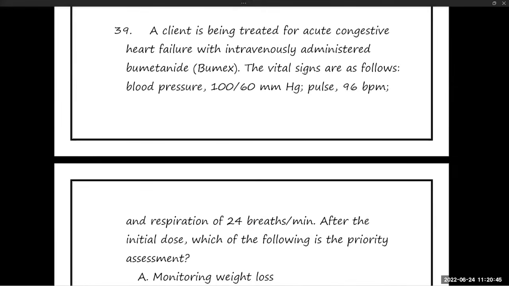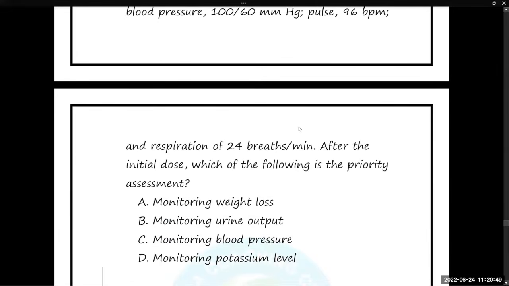You have to check weight, urine output, BP, and potassium. My question is, which of the following is the priority assessment? That means what you assess initially. All these four are necessary, but what is the initial thing?